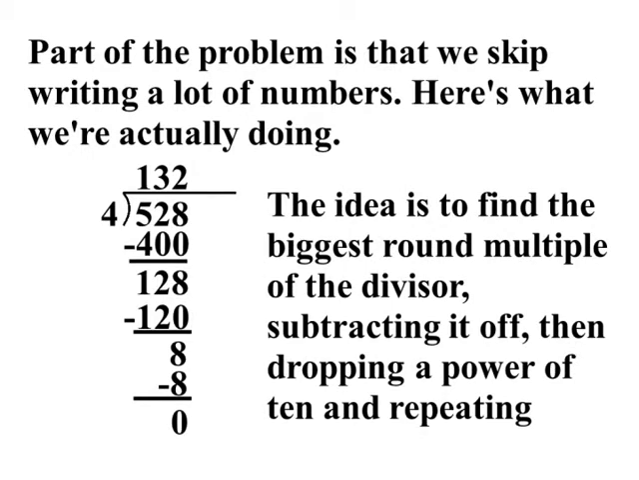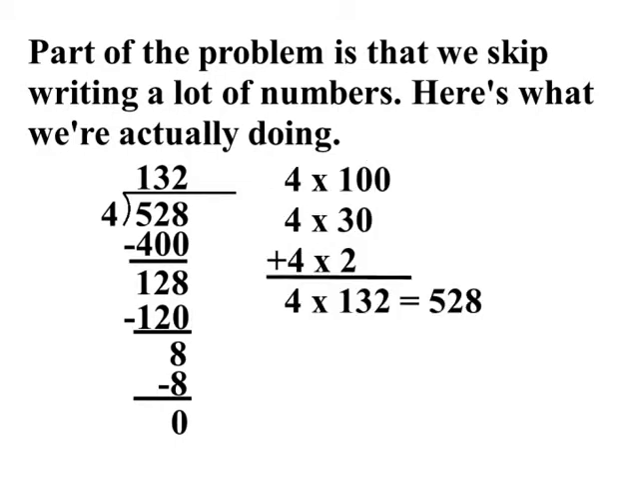For starters, we want to find the biggest round multiple of 4 that will go into 528. By a big round multiple, specifically we are talking about numbers that are multiples of the divisor and of the highest power of 10 we can manage. In this case, the biggest round multiple of 4 that will go into 528 is 400. That's 4 times 100. So we subtract that from 528 and we get 128.